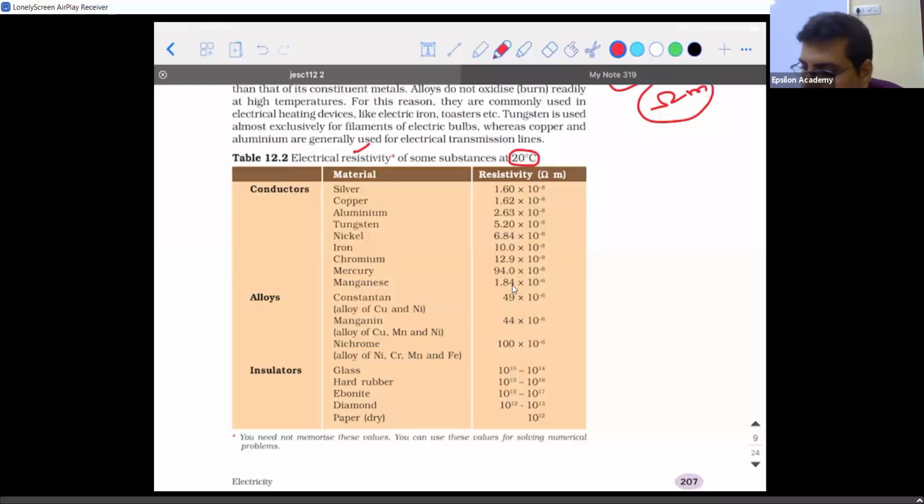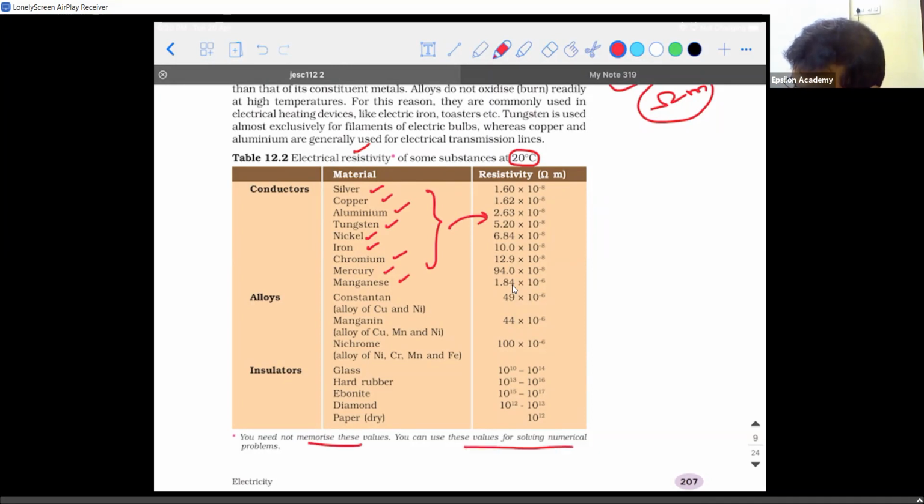So if you take the conductors, you have silver, copper, aluminum, tungsten, nickel, iron, chromium, mercury and manganese. All these materials' resistivity is given here. You need not memorize these values. You can use these values for solving numerical problems. If not, they will give it to you. You need not worry about it. But this table is only for you to understand.